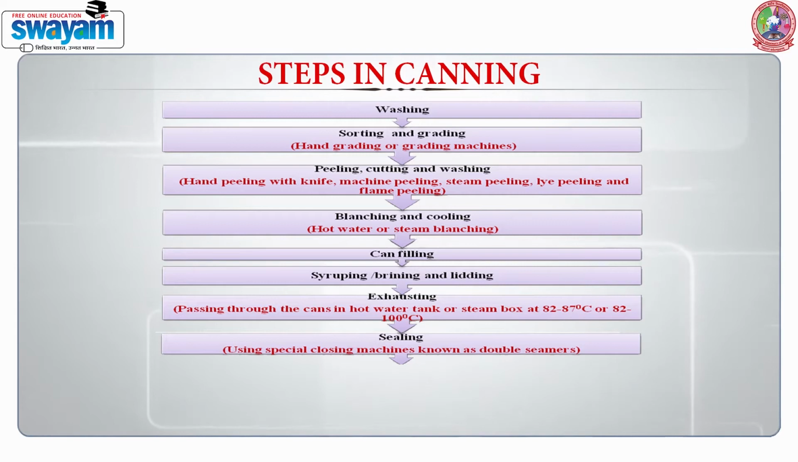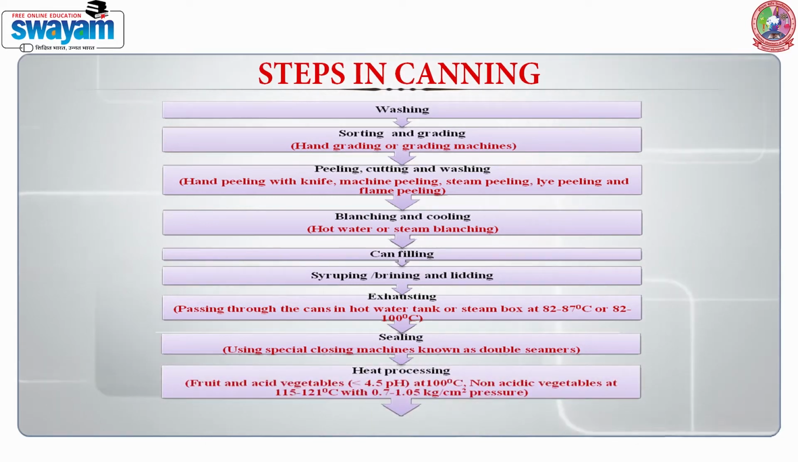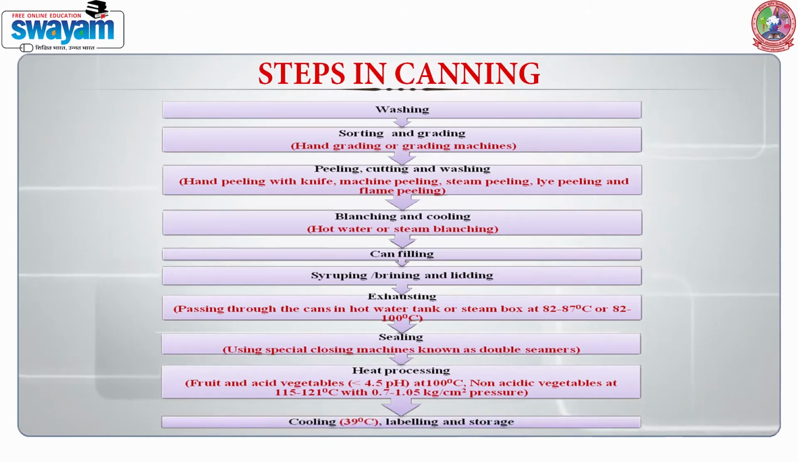After sealing, the cans are heated. Fruits and vegetables are heated at a temperature of 100 degrees Celsius, whereas non-acidic vegetables are heated at 115 to 120 degrees Celsius at a pressure of 1.05 kg per centimeter square. After the heating, the cans are cooled to a temperature of 39 degrees Celsius, and the cans are labeled and then they can be stored.